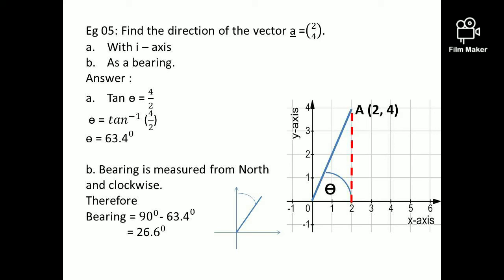How do you get that answer? We know that angle theta is 63.4 and the angle between the y-axis and x-axis is 90. Then if you remove the angle 63.4 out of 90, you will obtain the bearing angle for vector A. Hopefully you understood this theory.